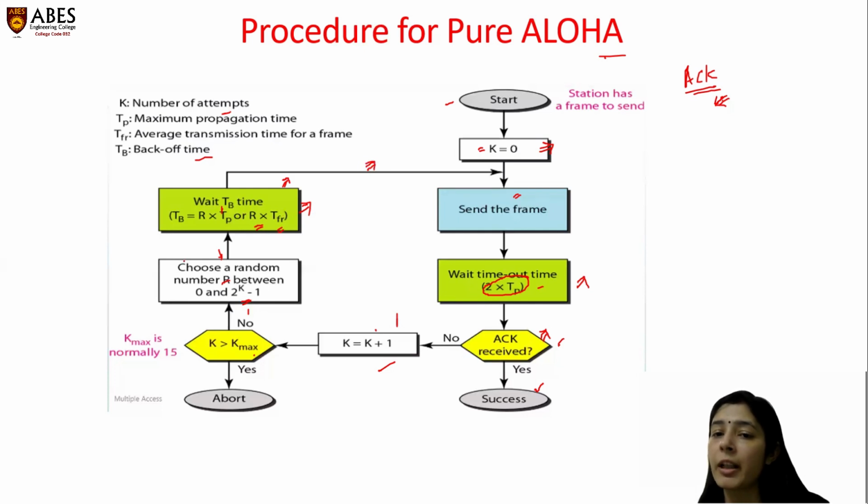Now after this period of time, the station will again send the frame, then wait for the timer timeout to occur. During this timer timeout, if the acknowledgement is received, it means the frame has successfully reached. Otherwise, again we will increase the number of attempts. We will check whether it is less than Kmax or not. If it is, then we will calculate the random number, and then again calculate the back off time, and after waiting for the back off time, the station will send the frame again. So this is the procedure behind the pure Aloha protocol to reduce the number of collisions.